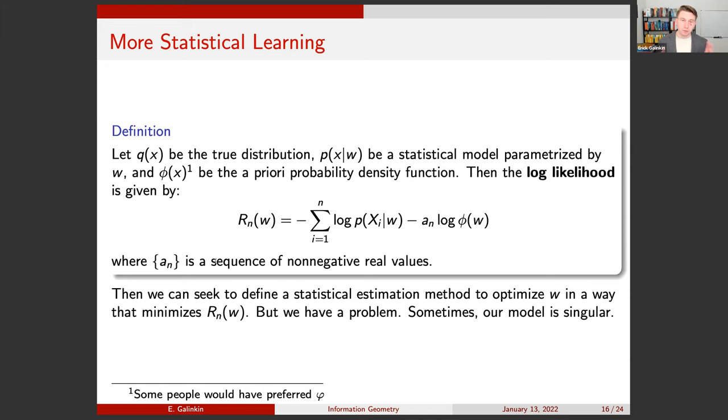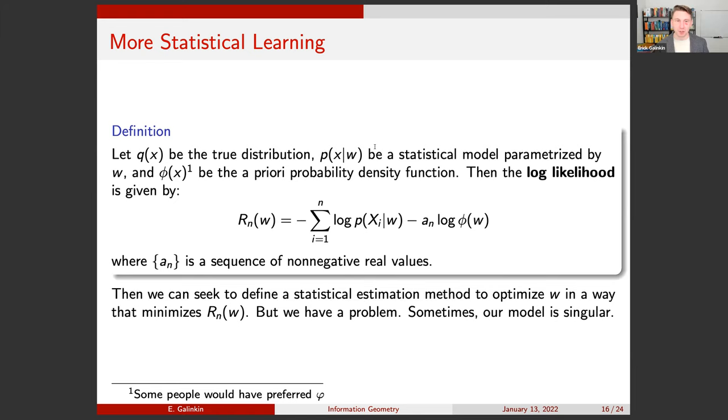So then if we have our true distribution, and I don't know why I switched this to W, I need to write slides in one sitting and proofread them. We let Q be our true distribution, and P, which should be parameterized by theta, but I switched it to W because I was thinking about machine learning, is our statistical model. That's now parameterized by W.